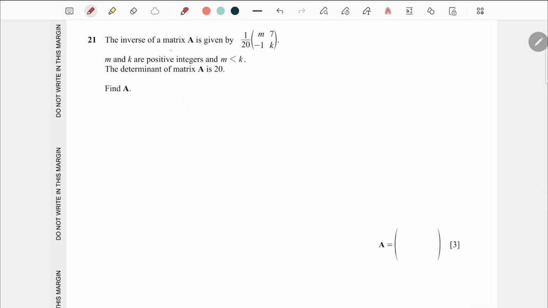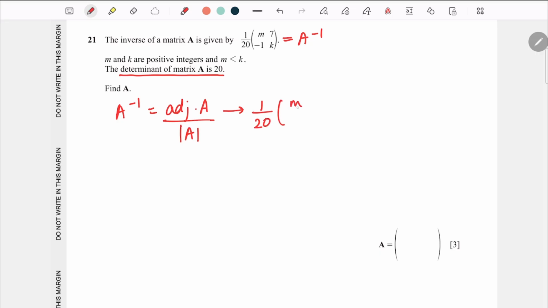Question 21. The inverse of a matrix A is given by 1 over 20 times the matrix m, minus 1, 7 and k. So this is basically A inverse. A inverse is the adjoint of A divided by the determinant of A. The question is stating that the determinant of matrix A is 20. So 1 over 20, m minus 1, 7 and k. This whole bracket is basically the adjoint of A, and this 20 right here is the determinant.